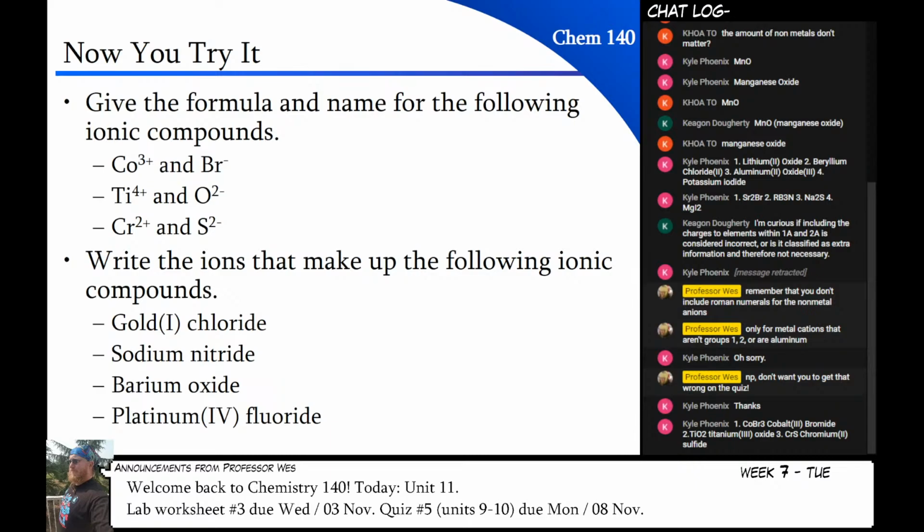All right, let's go over these examples here. So, putting these together, we've been doing this all along, right? Charges don't balance, so I need more. So my formula would be CoBr3. And then what would its name be? Well, I've got the 3 charge here, so this would be cobalt 3 bromide.